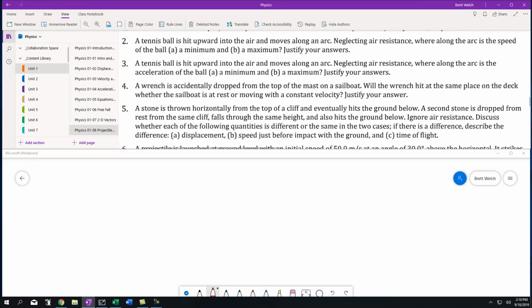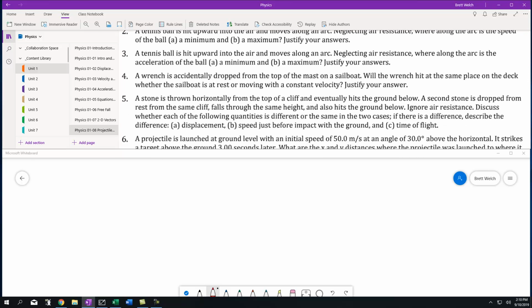So here's a little bit of help for 1.8. Number 4, we drop a wrench from the top of a mast on a sailboat. Will the wrench hit at the same place on the deck whether the sailboat is at rest or moving with a constant velocity? What you have to understand is, here's our boat. If I drop the wrench and it's not moving, nothing's moving, it lands straight below.